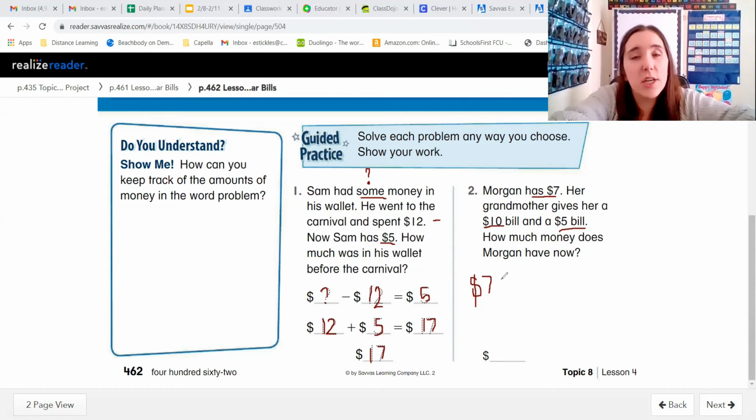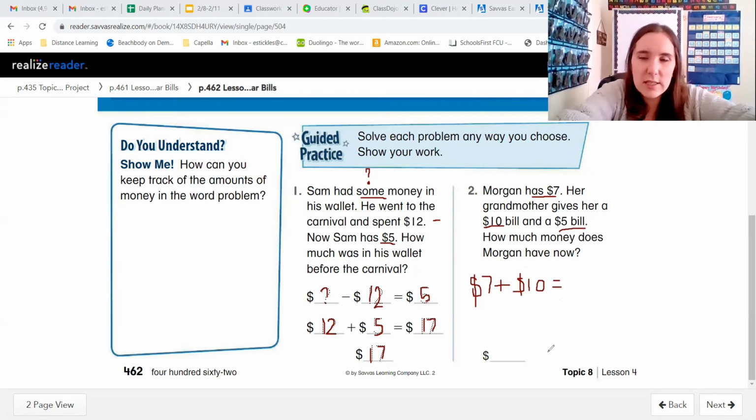So let's see, then she gets a $10 bill. So I'm going to add 10. And I'm going to keep 10 and 5 separate instead of putting them together just because they're easier numbers to work with. It's easier to do 7 plus 10 plus 5 than it is to do 7 plus 15, at least in my book. So let's see, 7 plus $10. What does that equal? What's her new total? $17.